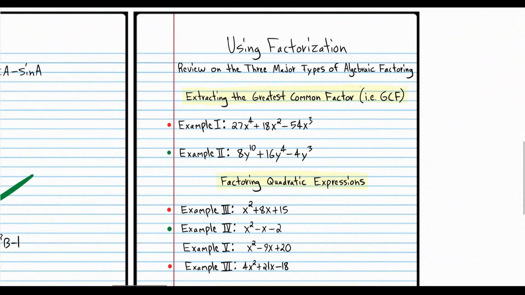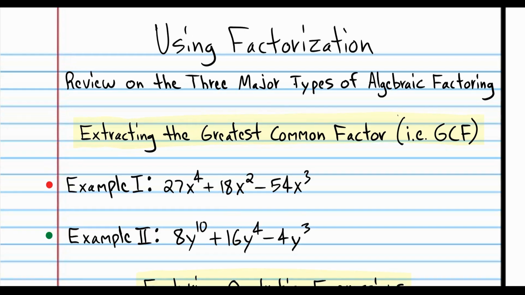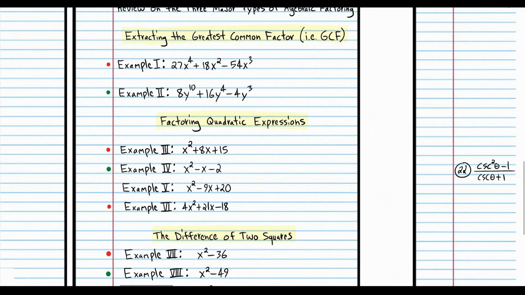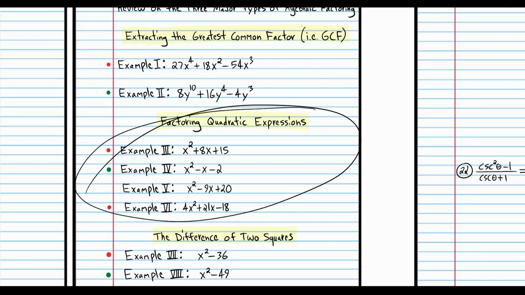Okay, so now we're going to use factorization to do some of these problems. Let's review the basic types of factoring. There's many types of factoring, but in algebra, the major forms that we need to consider are extracting the greatest common factor. You could also describe that as pulling out a greatest common monomial, or a GCF. And there's factoring quadratic expressions.